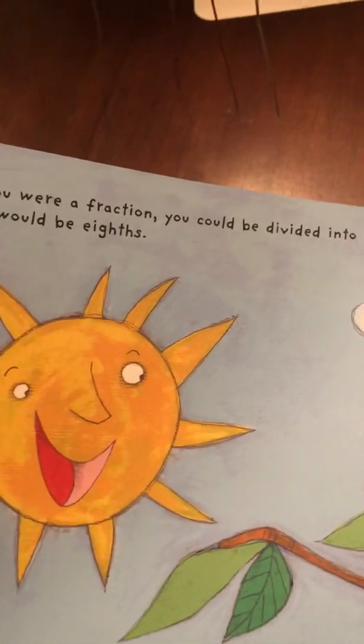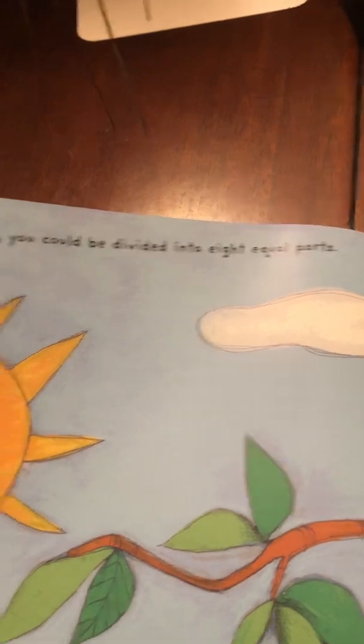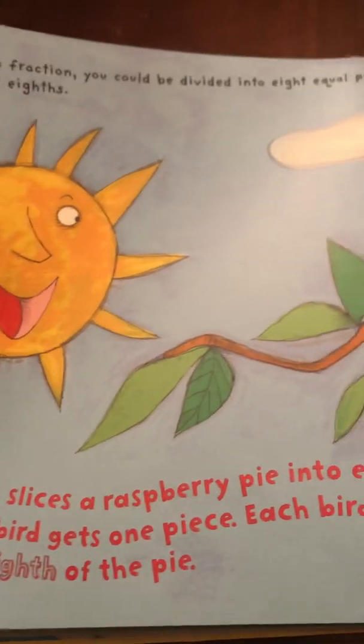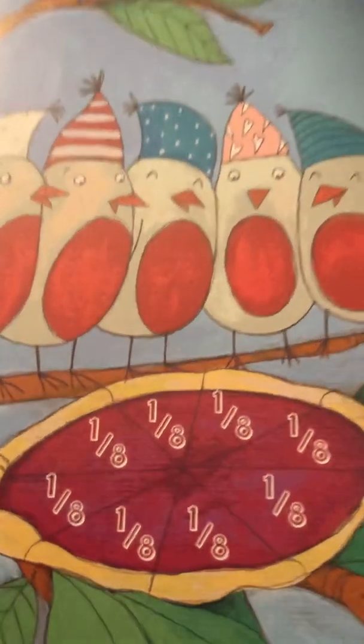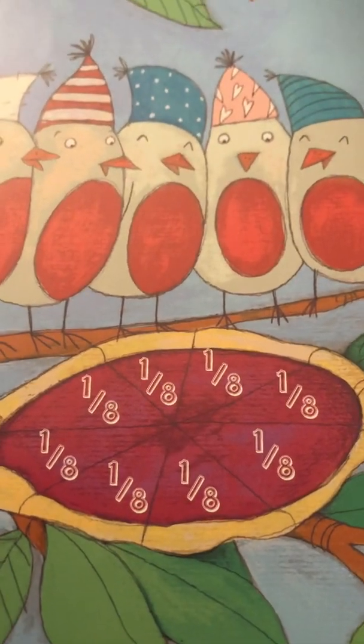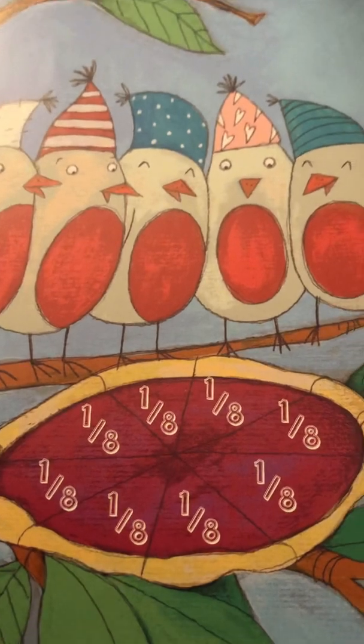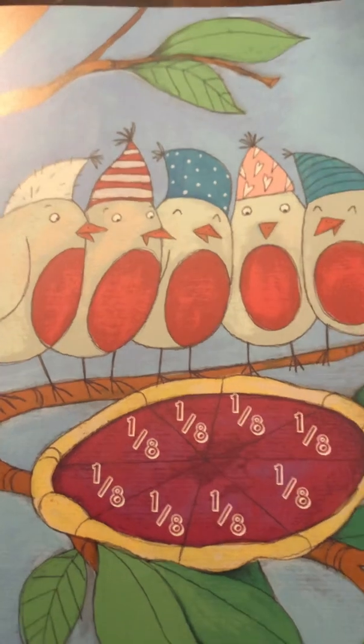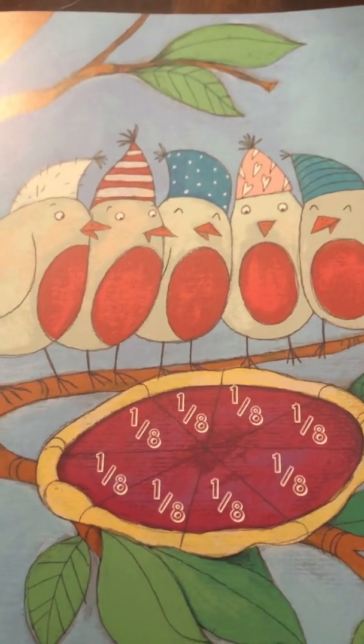If you were a fraction, you could be divided into 8 equal parts. You would be eighths. Robin slices a raspberry pie into 8 pieces. Each bird gets 1 piece. Each bird gets 1/8 of the pie. 1/8 plus 1/8 plus 1/8 plus 1/8 plus 1/8 plus 1/8 plus 1/8 plus 1/8 equals 8/8, which equals 1 whole.